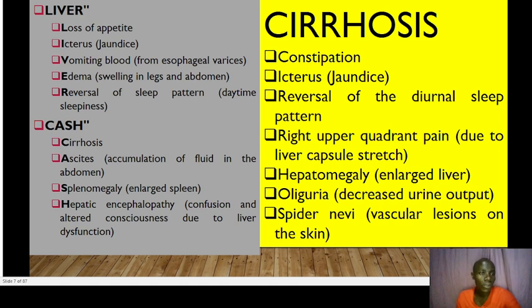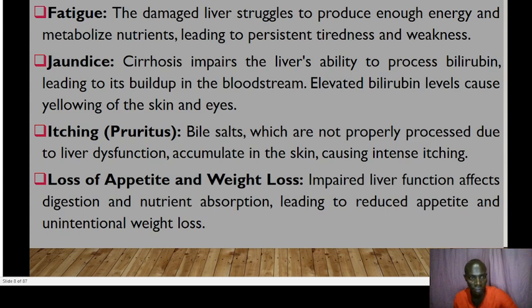So guys, to remember all the signs and symptoms of liver cirrhosis, we use the mnemonic cirrhosis, where we say C is somebody is going to present with constipation, somebody is going to have jaundice, somebody will have reversal of diurnal sleep pattern, somebody will have right upper quadrant pain due to this liver capsule stretch. Also, we'll have hepatomegaly, this enlarged liver. We'll have oliguria, this is decreased urine output, and the spider nevi. Spider nevi, these are vascular lesions on the skin.